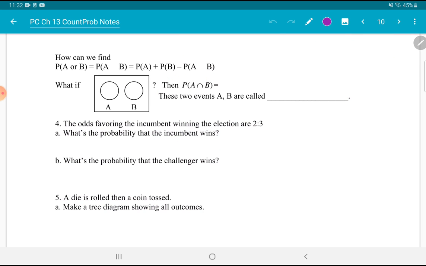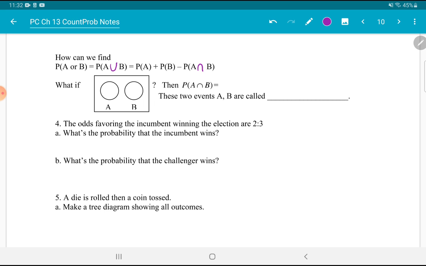So I believe that will now bring us to, again, the formula that we have seen before. The probability of A or B is equal to, well, the notation of that would be the union symbol. Probability of A or B is equal to probability of A plus probability of B minus probability of A and B. Okay.